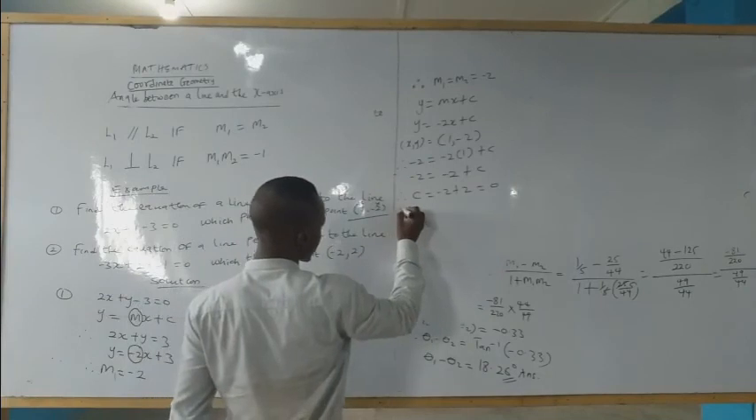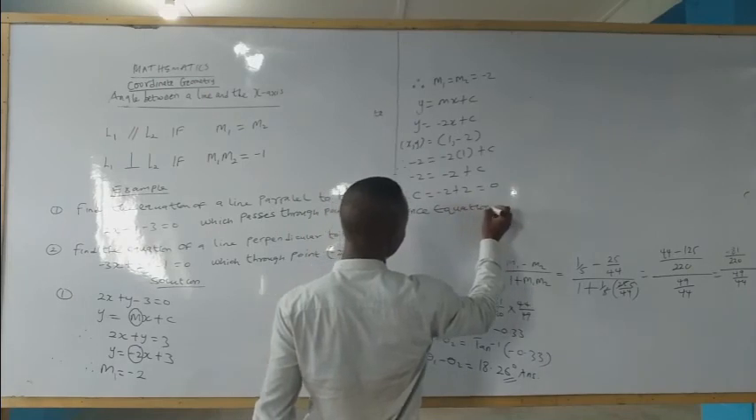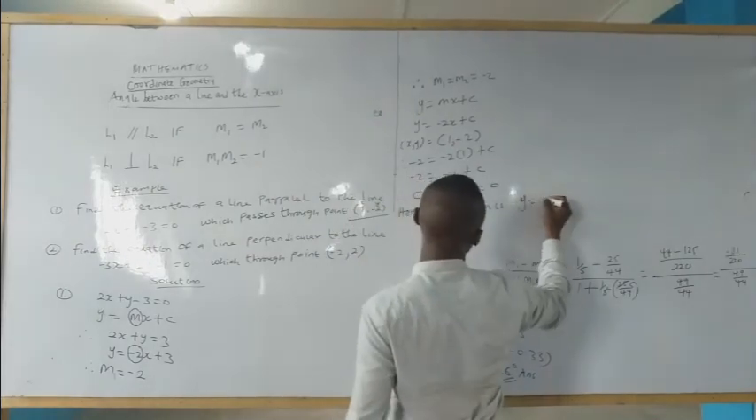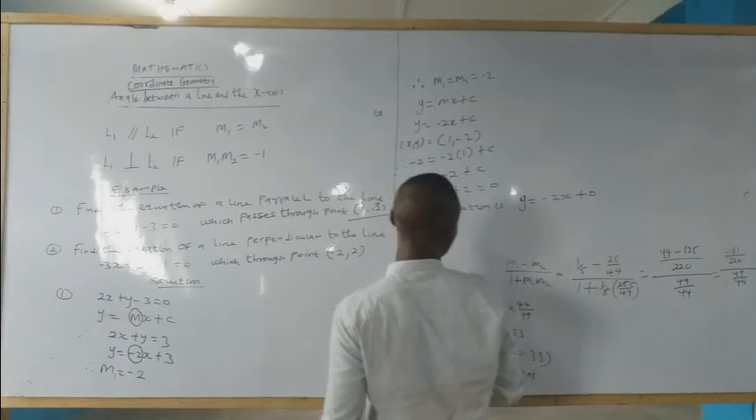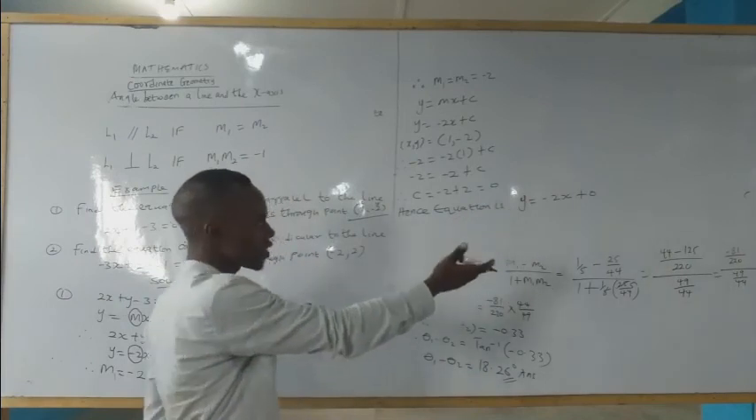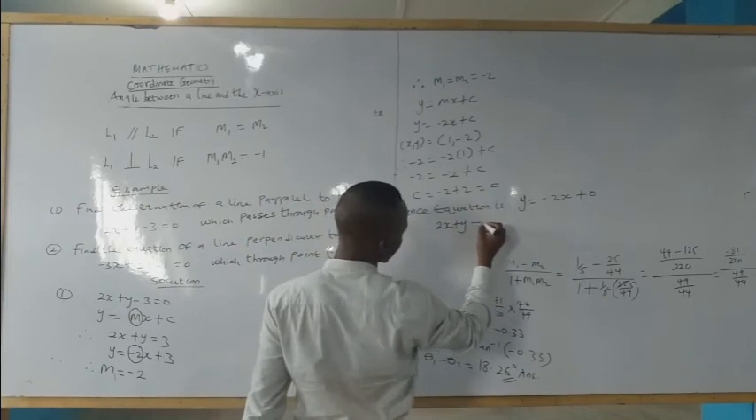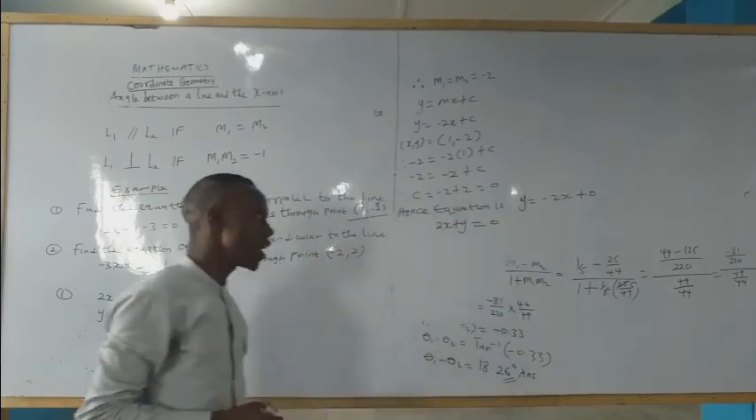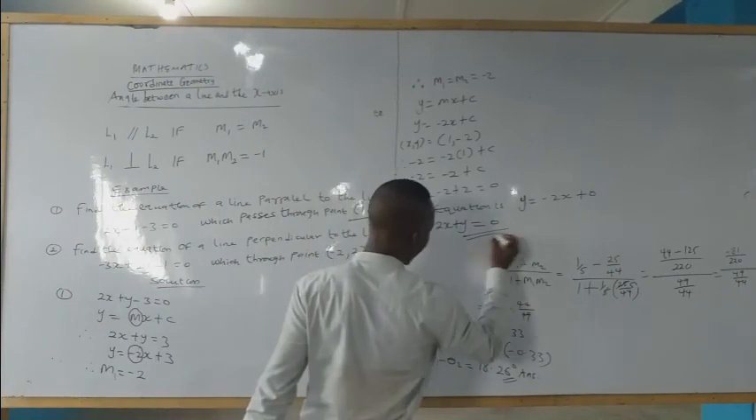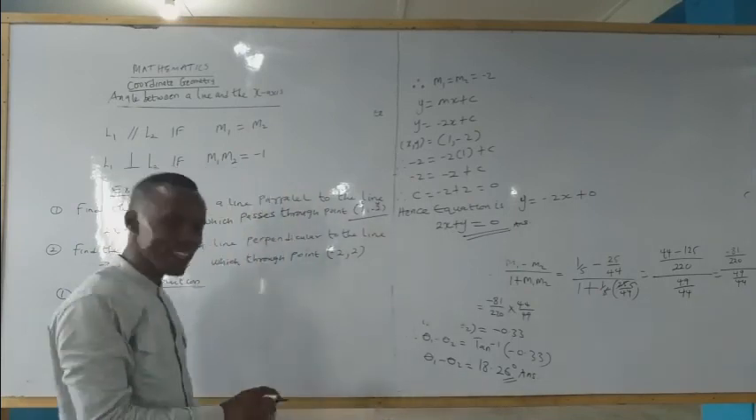So, therefore, hence the equation is, since our c is 0, I'm replacing the c with 0. y is equal to minus 2x plus 0. We may leave our answer like this in the gradient and intercept form. Bringing it to the general form, we then have 2x plus y equals 0. This is the required equation of the line parallel to another line.